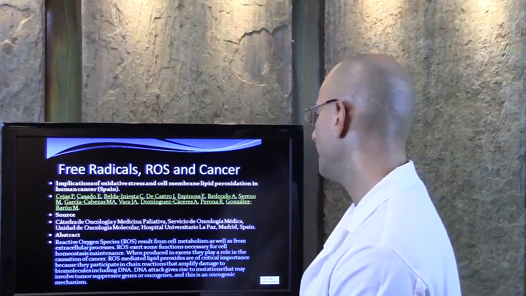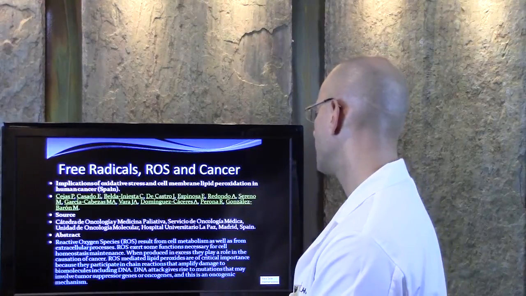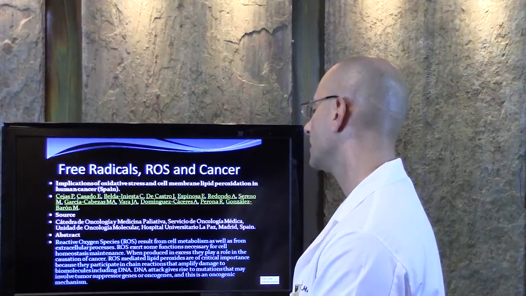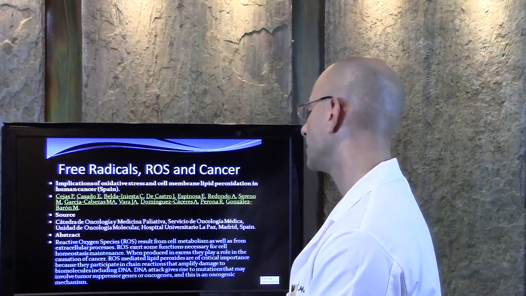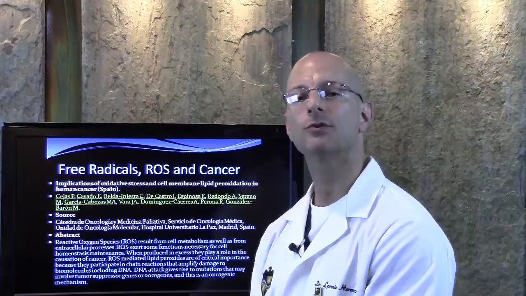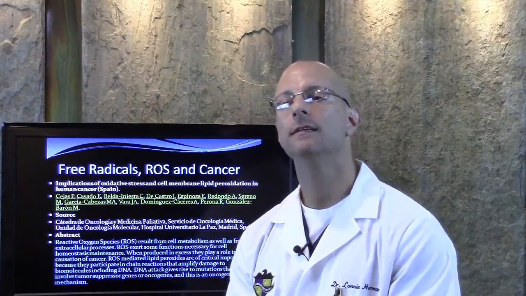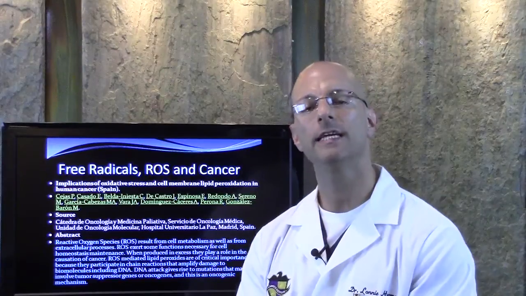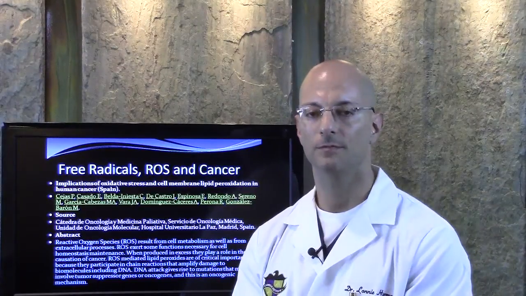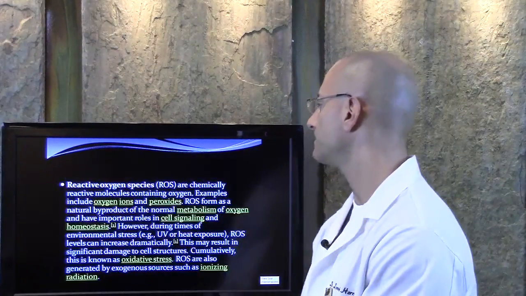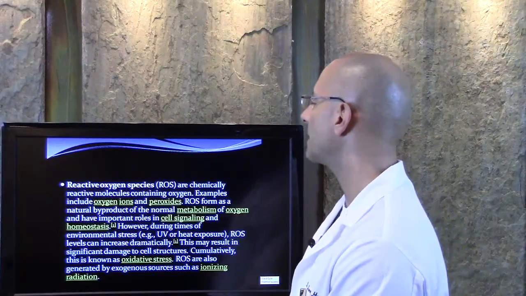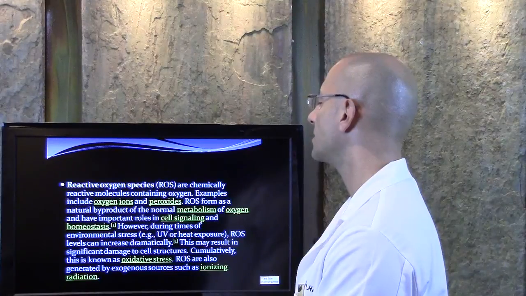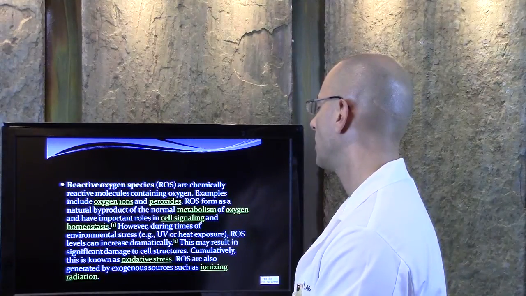The DNA attack gives rise to mutations that may involve tumor suppressor genes and oncogenes and cancer causing. So the reactive oxygen species from free radicals in the body can lead to cancer growth, basically is what that says. Reactive oxygen species are chemically reactive molecules containing oxygen. Examples include oxygen ions and peroxides.